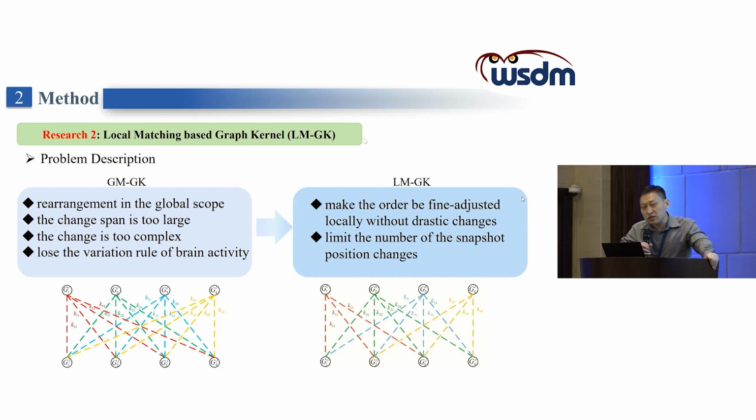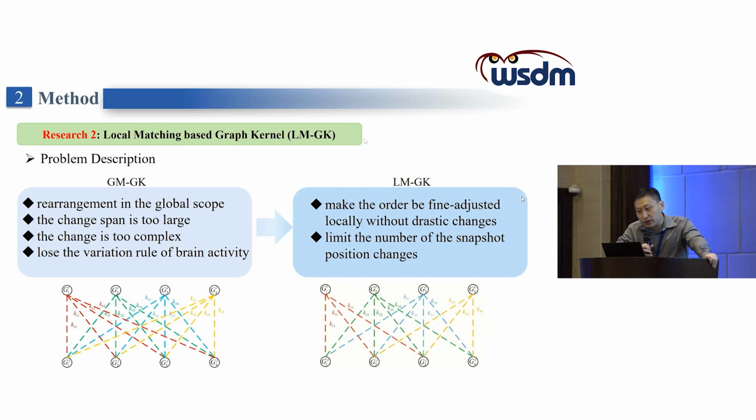So that is why we considered the second method, which is the local matching-based graph kernel. One way of doing this is using dynamic programming. But if we use dynamic programming, the number of states that we store will be too many. Because remember, this is an approximate matching, not the exact problem. So for approximation problems, we have a lot more states than the exact problem.